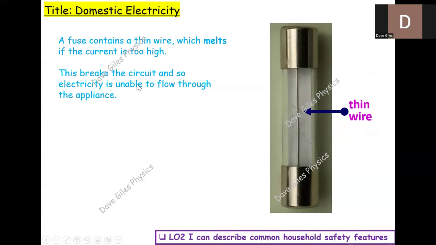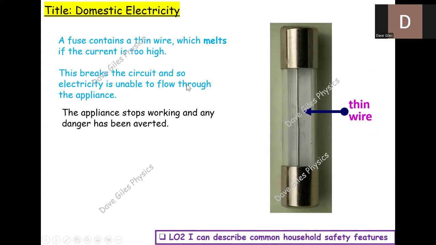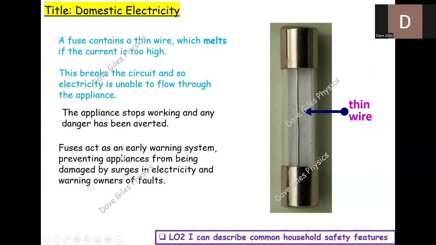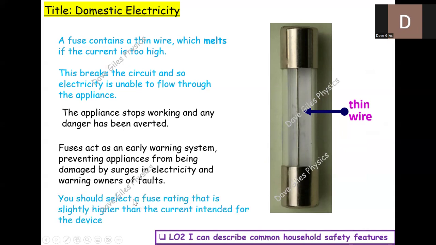This thin wire breaks the circuit once it melts, and so electricity is unable to flow through the appliance. The appliance stops working and any danger is averted. Fuses act as an early warning system, preventing appliances from being damaged by surges in electricity and warning owners of faults. You should select a fuse rating slightly higher than the current intended for the device.